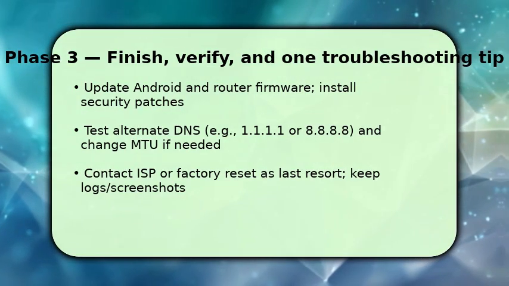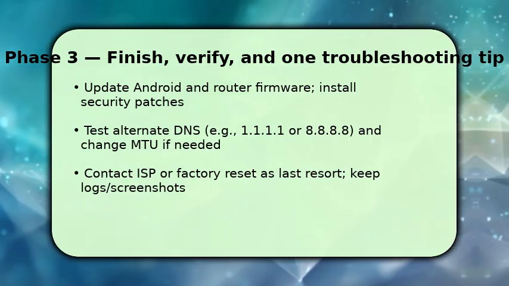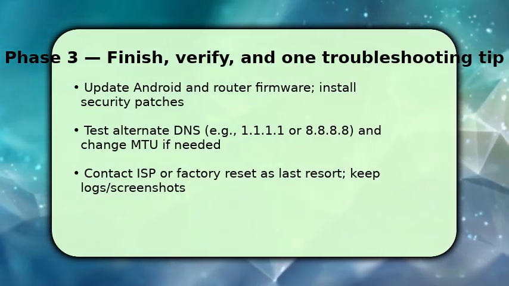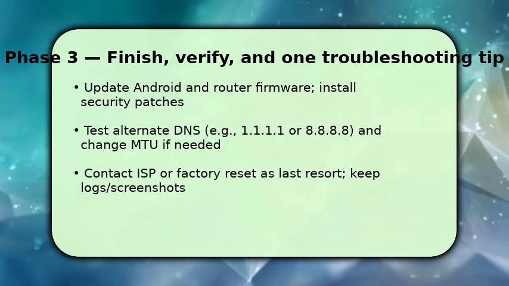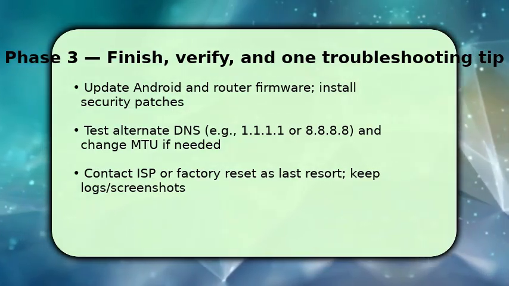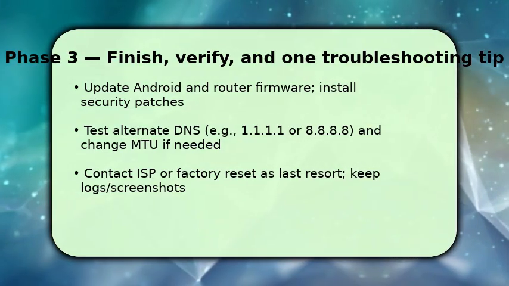If speed or stability is still poor, adjust the MTU to a lower value or factory reset the router as a last resort. If nothing works, contact your ISP and supply logs or screenshots. Make sure to test.